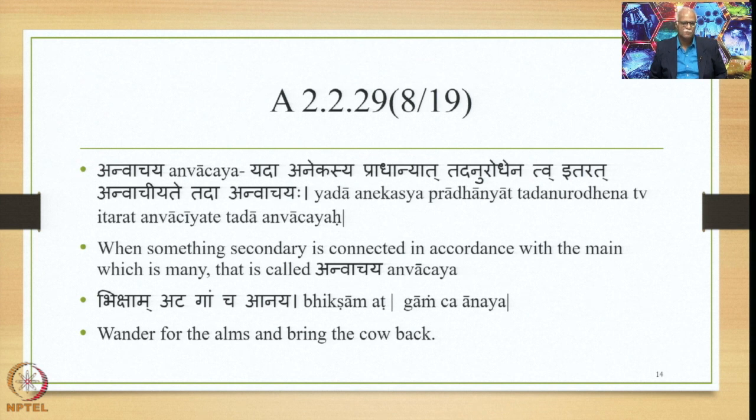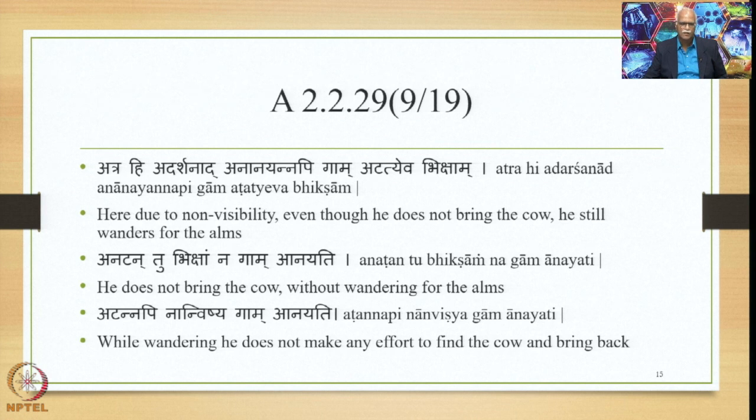Thus we have bhikshamata gamcha anaya. There are two sentences, bhikshamata gamcha anaya, wander for the alms and bring the cow back. There are two sentences. The main action intended over here is bhikshamata, wander for the alms. So the commentators explain this in the following manner.